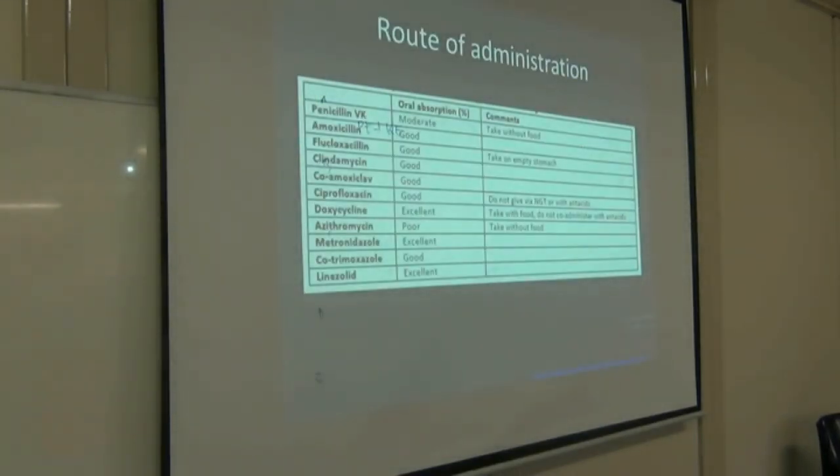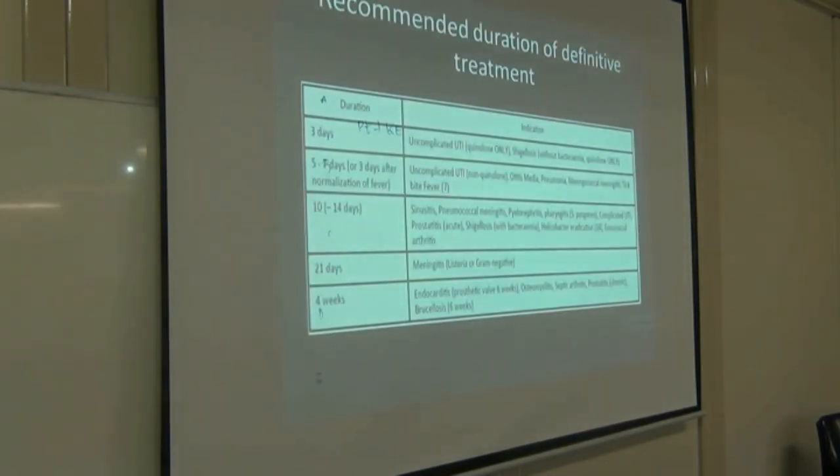Route of administration, that's just an example. And the recommended duration of treatment. For a normal antibiotic cycle for penicillins, it's usually 5 days. Azithromycin, usually 3 days. Generally they say 5 to 7 days, but usually they will not use 7 days anymore. So 5 days is probably the most frequently used one.